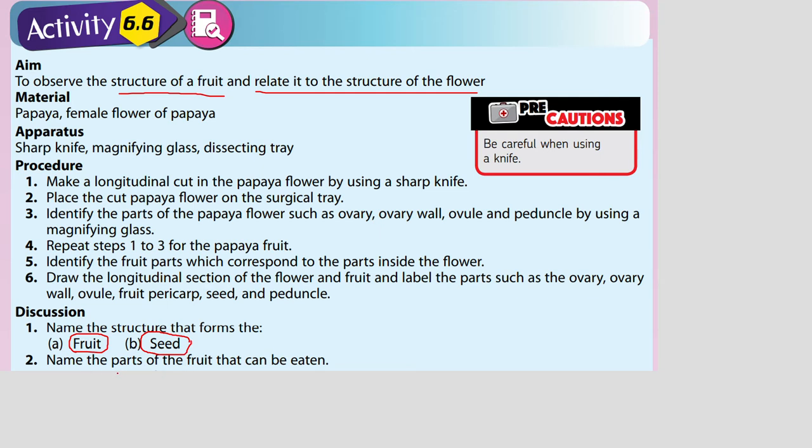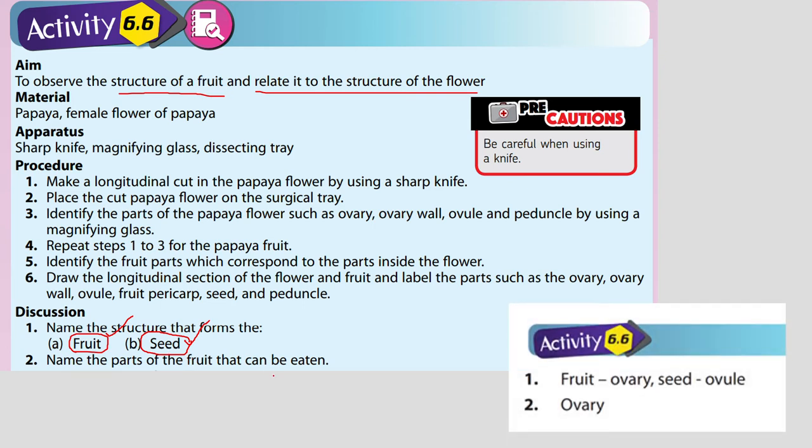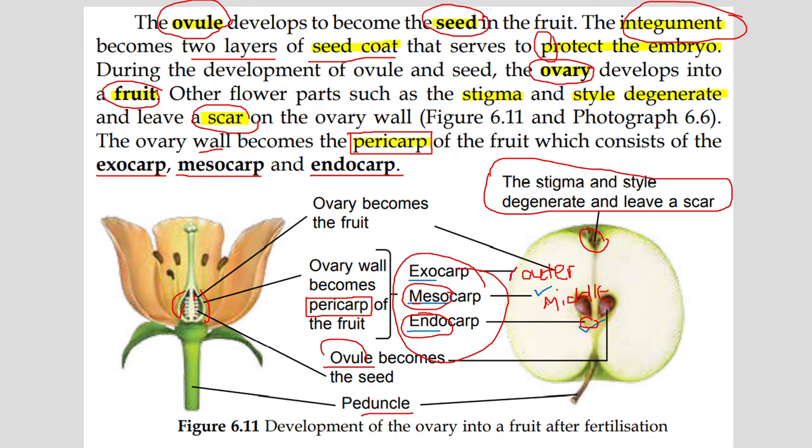How about the parts of the fruit which can be eaten? Between these two, the fruit is the one that can be eaten. That's the ovary. And the seed is the one that we don't eat, which comes from the ovule. And the ovary, if we trace back, we have the mesocarp, the fleshy part of the fruit.